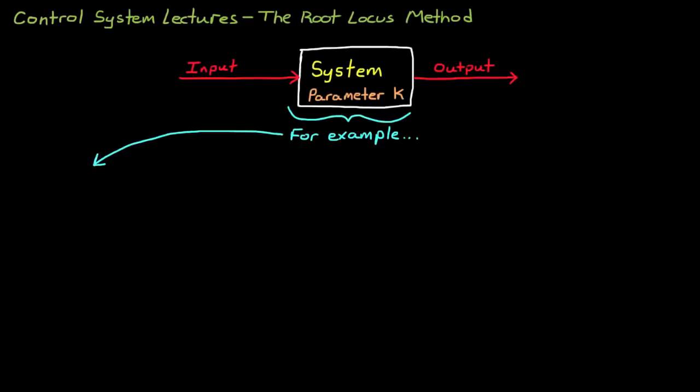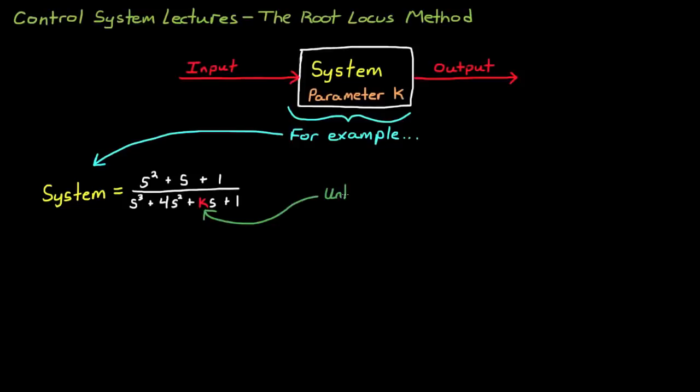If you have a system that can be described by this transfer function, you can see that there's one unknown parameter or one unknown coefficient called k. And you should be able to see that by changing that parameter, you're going to be changing the location of the poles of the system.